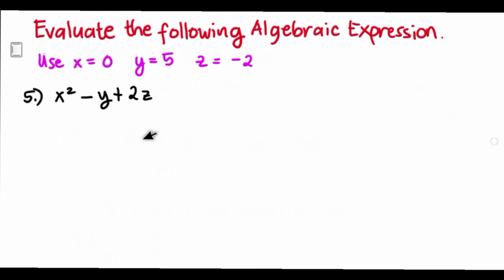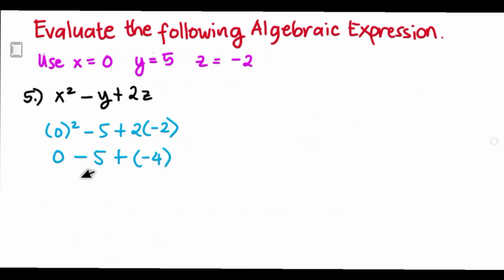Let's have example number 5. We have here x squared minus y plus 2z. So, that will be, ang x po ay 0. So, 0 squared minus y ay 5 plus 2 times z. The value of z is negative 2. Okay, 0 squared means 0 times 0. So, that will be 0 minus 5 plus 2 times negative 2 is negative 4. So, 0 minus 5 is negative 5 plus negative 4.